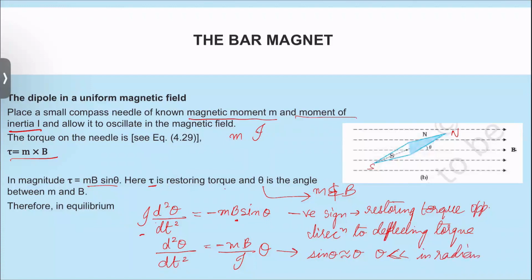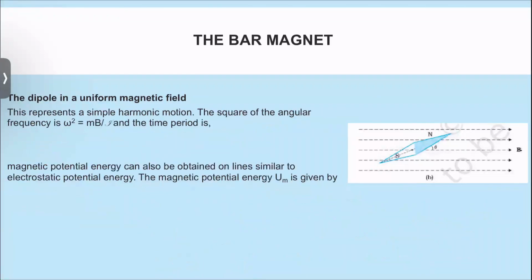Then we can consider sine theta as theta itself. So this is the equation we can reduce it down to. This actually represents a simple harmonic motion, as we have said that the compass needle will oscillate about its center. The square of the angular frequency will then be given as omega square is equal to mB by I, the moment of inertia.